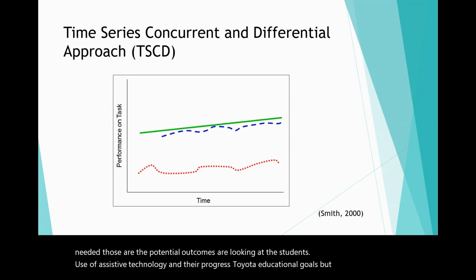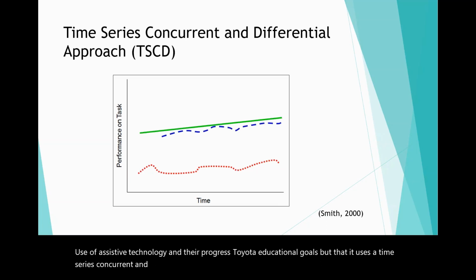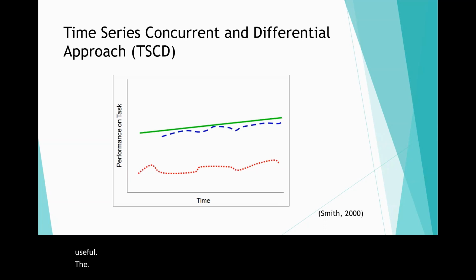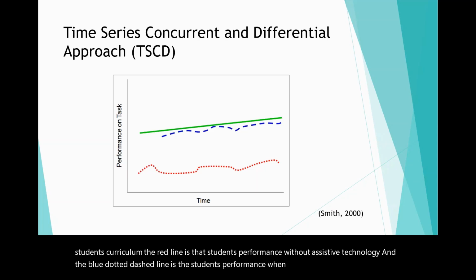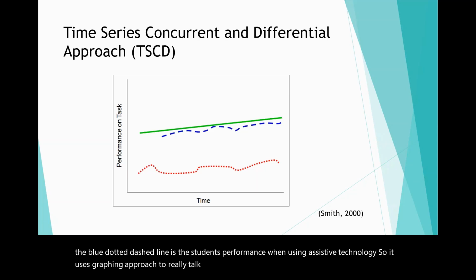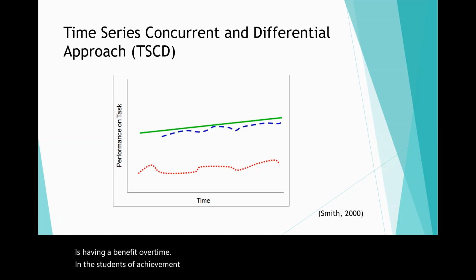The guide uses a time series, concurrent, and differential approach to looking at progress monitoring, which I found very useful. In this chart, the green line is the expected performance level of all students in this student's curriculum. The red line is that student's performance without assistive technology, and the blue dotted dash line is the student's performance when using assistive technology. So it uses this graphing approach to really talk about whether or not assistive technology is having a benefit over time in the student's achievement and accomplishing of educational goals.